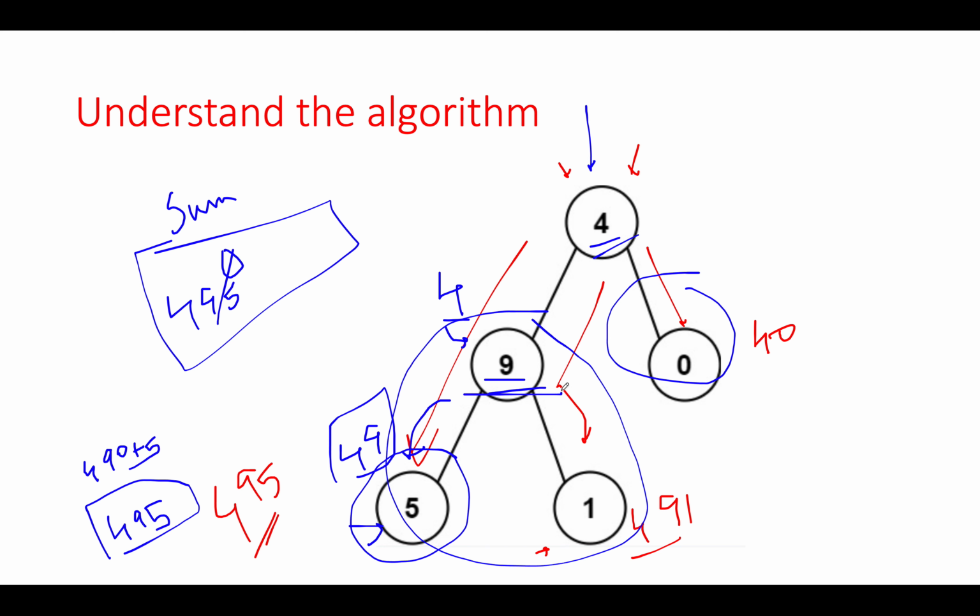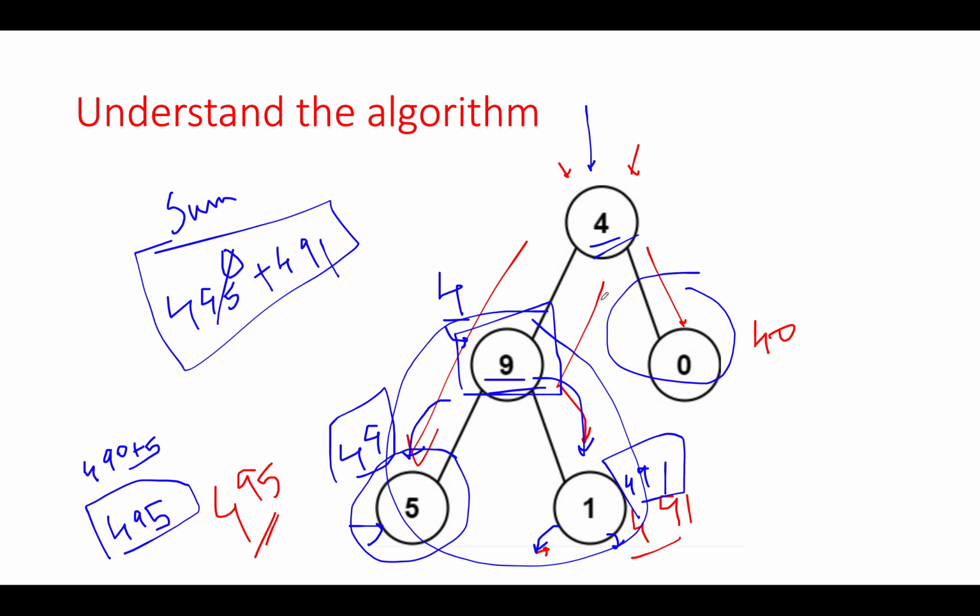We have 49 getting passed from this parent to 1. So we'll do the same thing. We will multiply it with 10 and add 1 to it. 49 into 10 is 490, plus 1 is 491. So we have generated 491 here. And what do we see? We see that it's a leaf node. We add it to the global answer variable. So we have 495 plus 491 now. We'll not further progress in its child nodes because it was a leaf node.